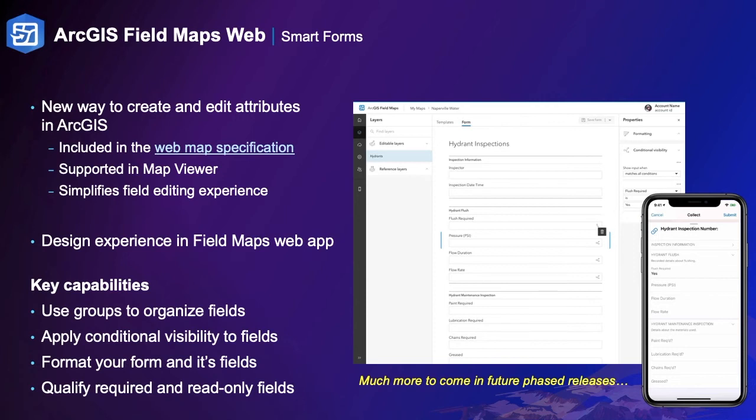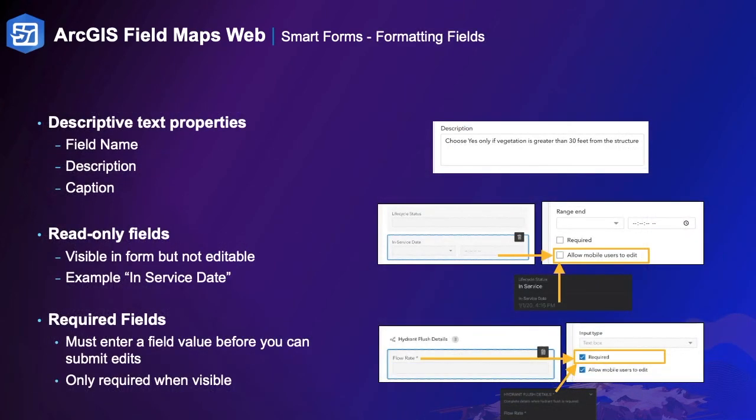Some key capabilities are the ability to use groups to organize different fields into different groupings, apply conditional visibility to fields, format the form and its fields, as well as qualify required or read-only fields so that you're not getting edits where you don't want them. A little bit on field formatting. You can use description text for each field, as well as a caption. Maybe it's a hint as to how to edit the data itself for your mobile workers. You could define a field as read-only, so that it can be used as a reference, maybe an in-service date. You don't want people editing that in the field, but they might need it to get their job done in the field, so you can set that field to be read-only.